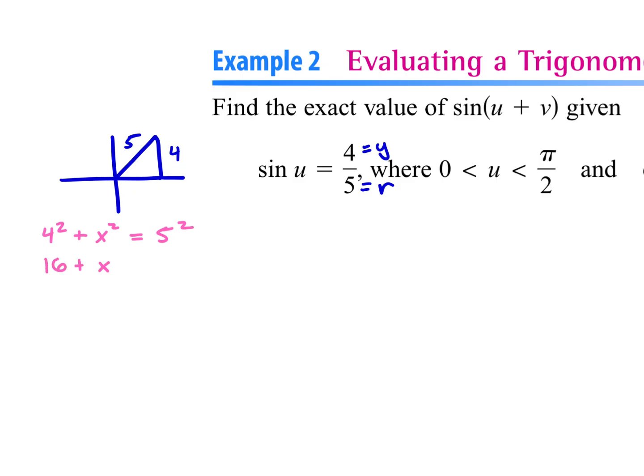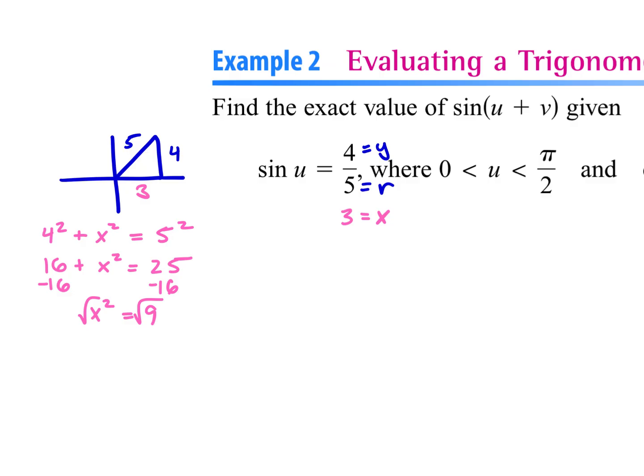So 16 plus x squared equals 25. Subtract 16. X squared equals 9. What does x equal? 3. Do we know, is it a positive 3 or negative 3? Positive. Knowing that it's in the first quadrant, our triangle goes to the right, our x value goes to the right, which means that our x is going to be positive.